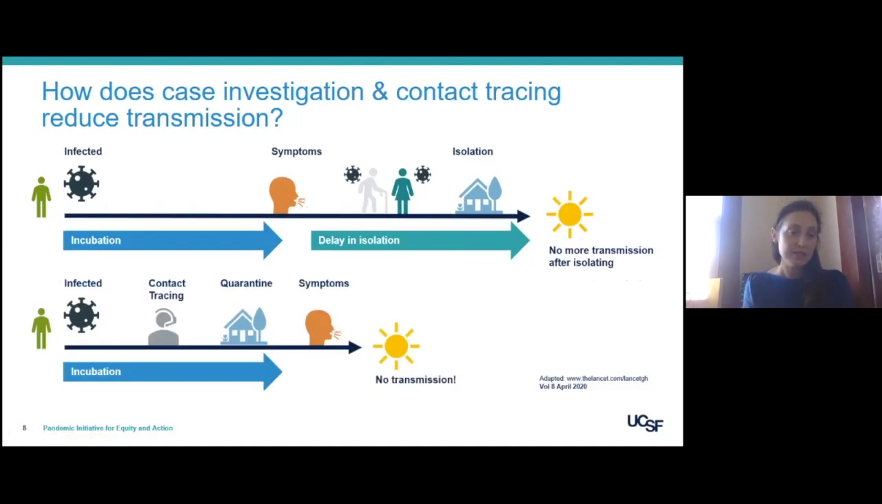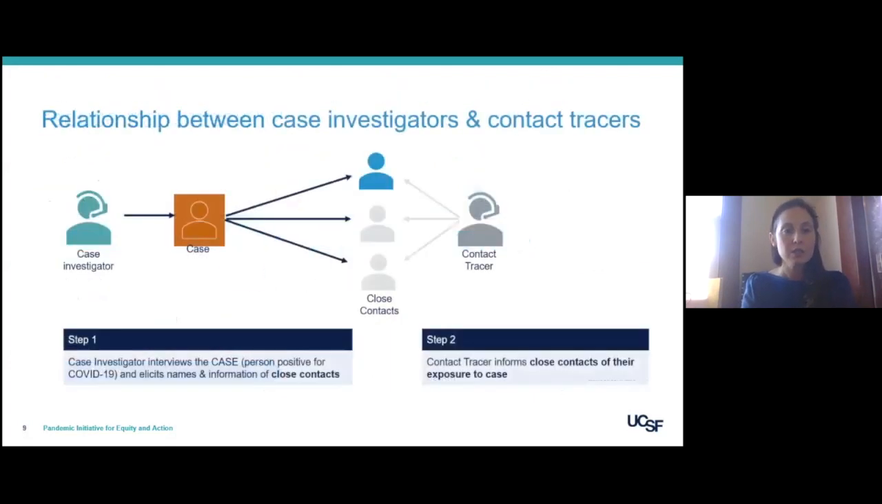Now with case investigation and contact tracing, ideally what would happen is that the contact tracer would contact the infected person before they become symptomatic. So when you have a case and they know that they exposed somebody, that person would be contacted immediately, and then you would be advised to quarantine before you become symptomatic, and so you reduce the opportunity for disease transmission. So that's really pretty much how that works.